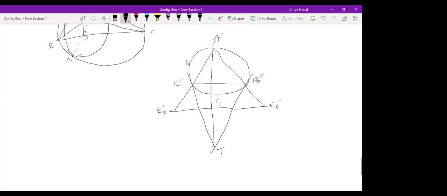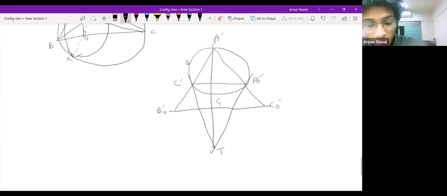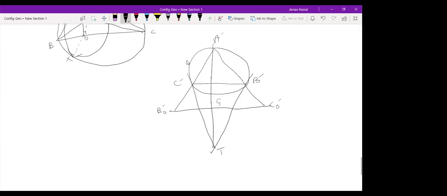Wait, where does G go? Just G, the center point. G will go to some point on the symmedian. We just need to care that it goes on the symmedian. We don't really care where exactly it goes. We just need the median. That's it.